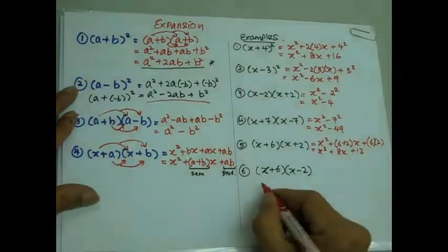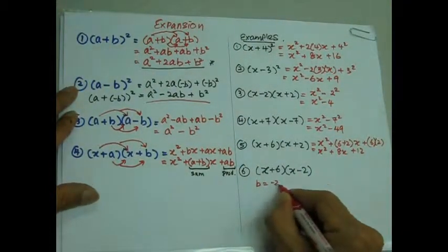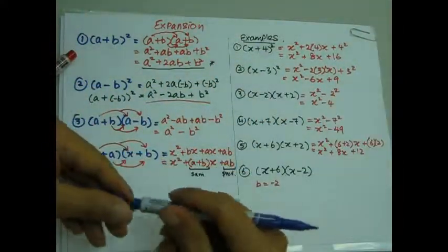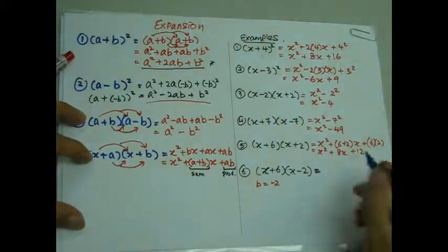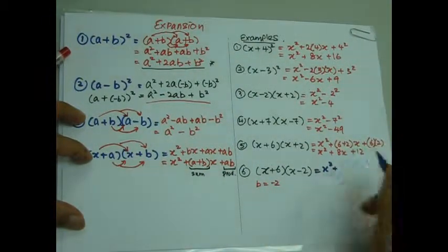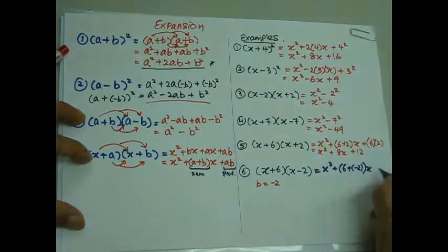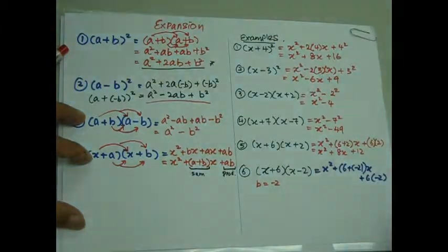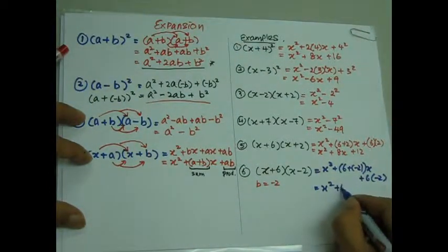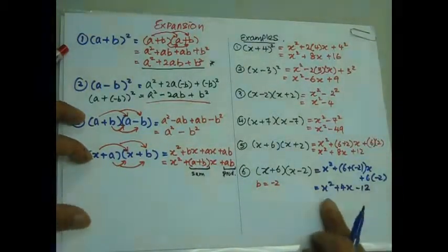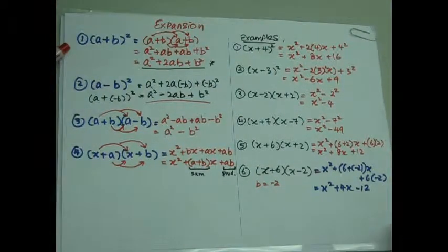But here you can think of my b term as being negative 2. If you think of the b term being negative 2, then you just apply the process as before. So the first term x squared plus (6 + (-2)) times x, plus 6 times negative 2. So this time you get x squared, 6 minus 2 becomes 4, 6 times negative 2 becomes minus 12. So here's the answer, x squared plus 4x minus 12.